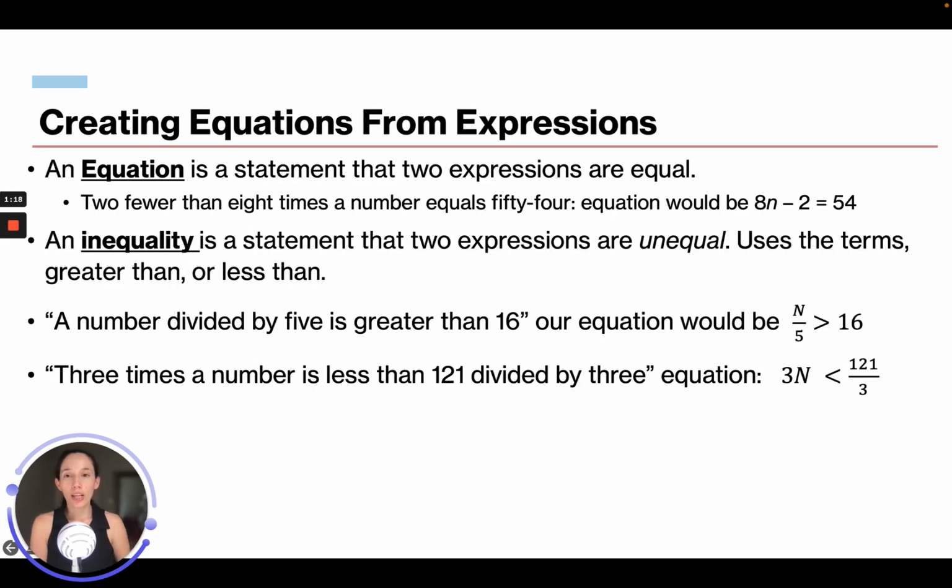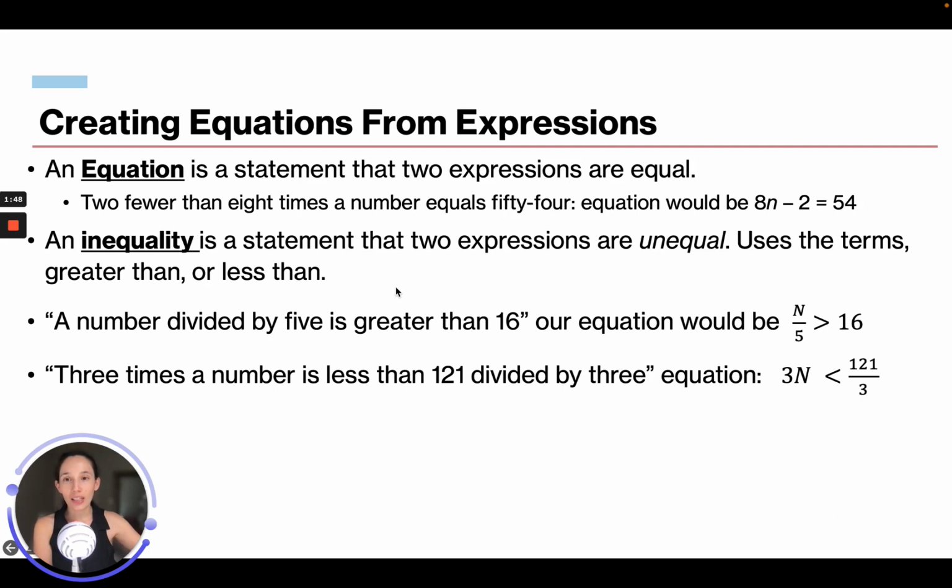So if we're creating equations from expressions, an equation is a statement that two expressions are equal. So, 2 fewer than 8 times a number equals 54. Our equation would be 2 fewer than 8 times a number. So 8 times a number is 8n, and 2 fewer would be minus 2. This tells us equals 54. So this is our equation, equals 54.